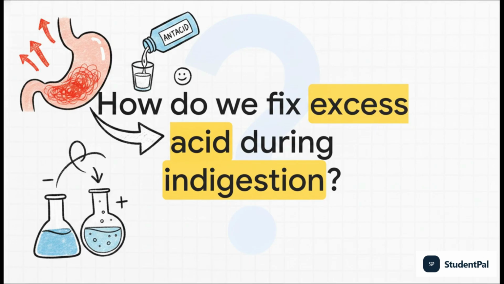Let's apply what we just learned. We know the stomach produces HCl, but during indigestion, the stomach produces way too much acid, causing awful pain and irritation. So how do we chemically fix this? We use bases, specifically mild bases called antacids. A very common one is magnesium hydroxide, also known as milk of magnesia. When you drink this, the base goes right into your stomach and perfectly neutralizes that excess acid, giving you relief. It is exactly the neutralization reaction we learned about earlier happening right inside your own body.